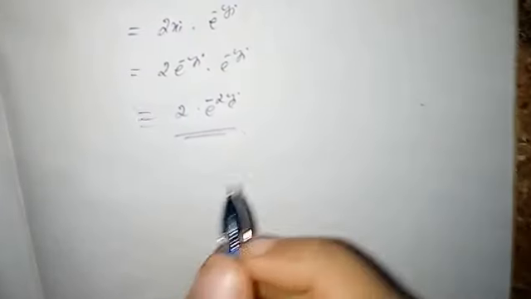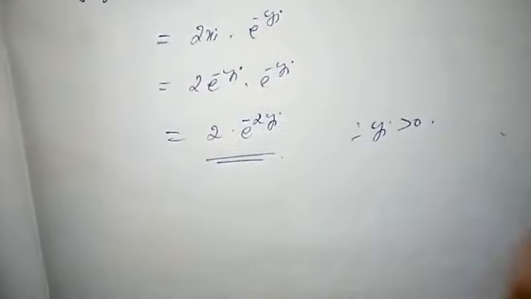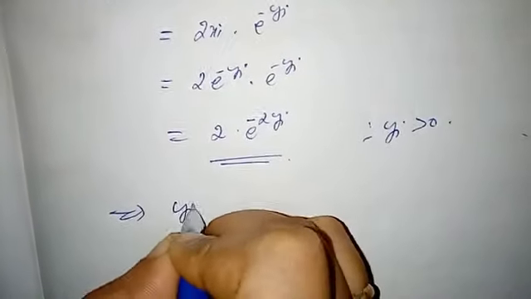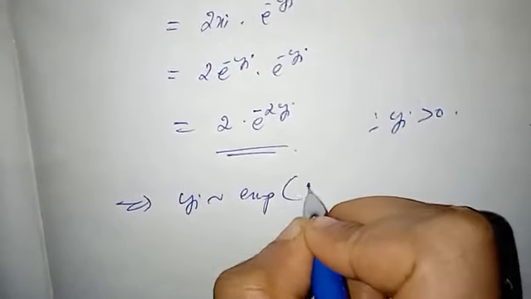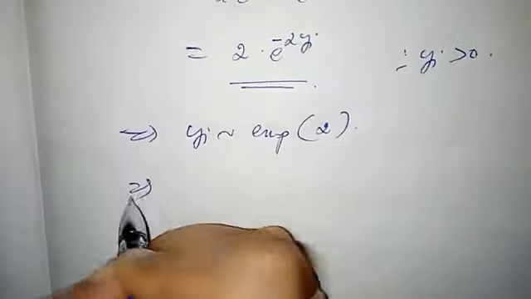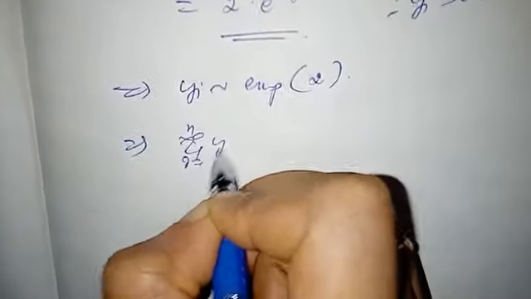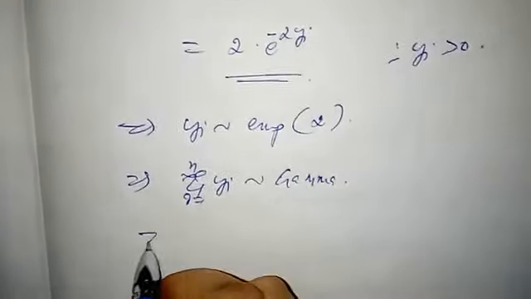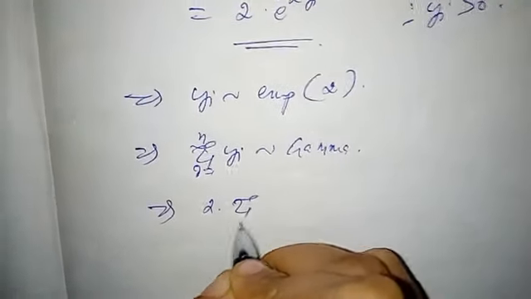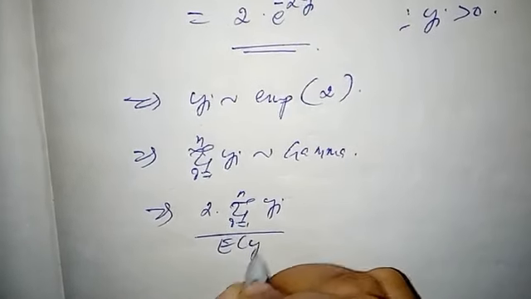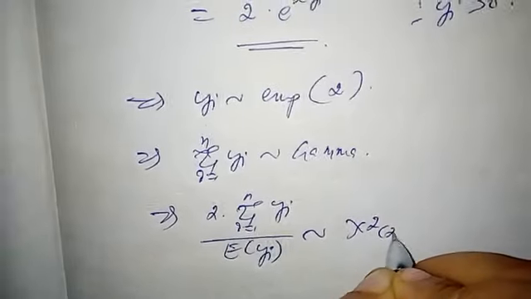It is a distribution where yi is greater than 0. Which distribution is this? It implies yi follows exponential with parameter 2. Then summation i = 1 to n yi follows which distribution? Gamma. Which implies 2 into summation i = 1 to n yi divided by expectation of yi follows chi square 2n.